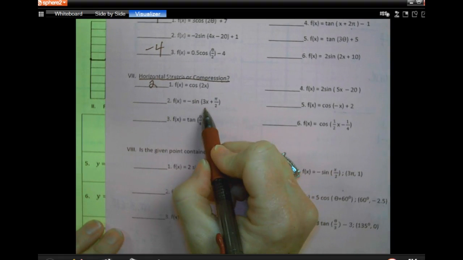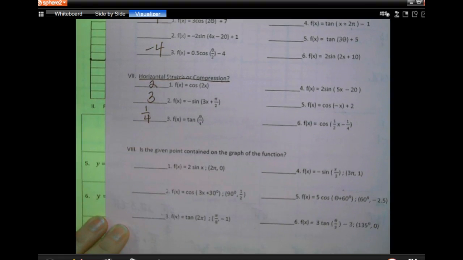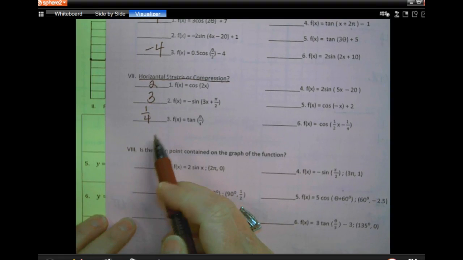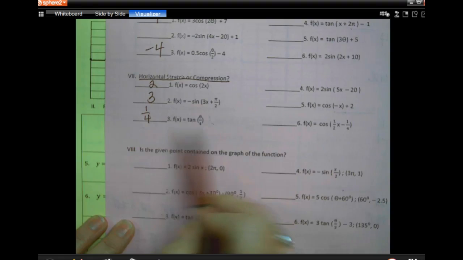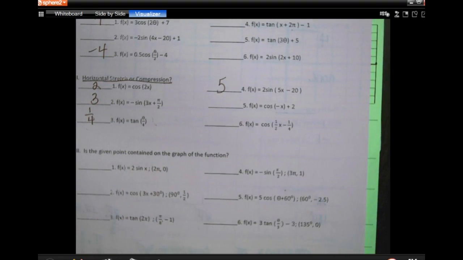So what's the number in front of x? 3. Again, a horizontal compression of a third. What is the number in front of theta this time? 1/4. So, does tangent have a horizontal stretch or compression? It does because we have x values. It doesn't have amplitude, but it can have a stretch and a compression. So, what's the number in front of x on number 4? 5. Okay, do I need to continue yelling or we're good?